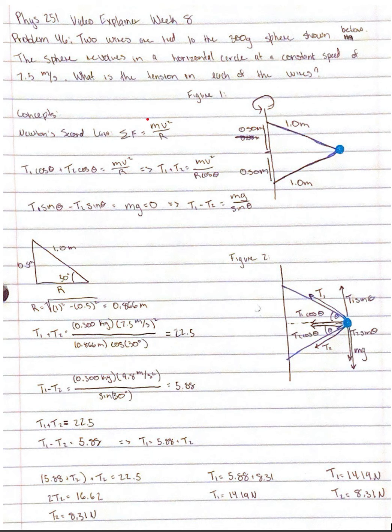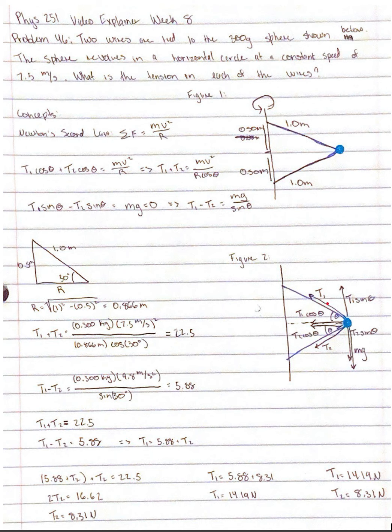Here you can see in figure 1, I've just drawn a little illustration of what's happening. Over here we have the 300-gram sphere, attached to a rod with two strings, and the rod is revolving. In figure 2, I have added the forces that the sphere is experiencing.